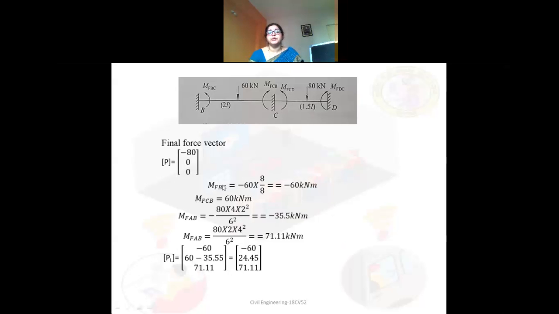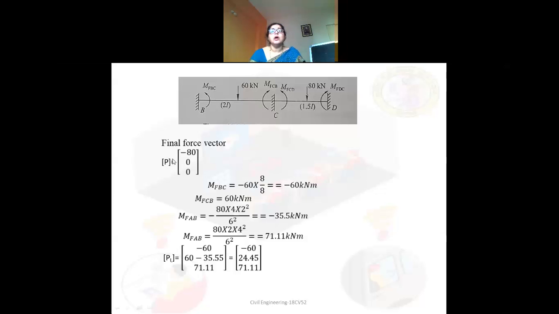Next, what do we need to calculate? We need to restrain the structure. So I have put a fixed support at B, C and D. That is the second step. After finding the degrees of freedom and assigning the coordinates, next we have to restrain the structure. I have restrained the structure at B, C and D. Now what do I have to do next? I have to calculate the fixed end moments. Also, the force vector I have calculated in the beginning itself.